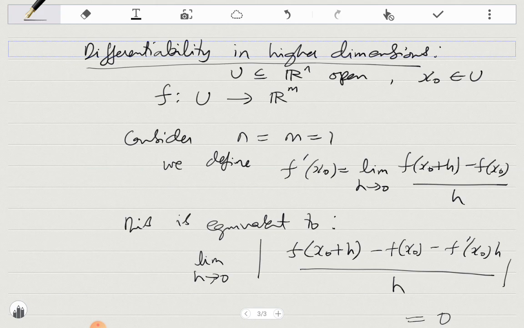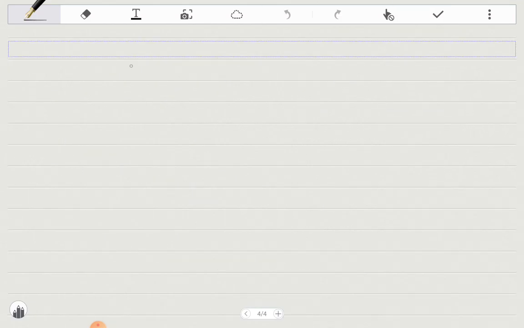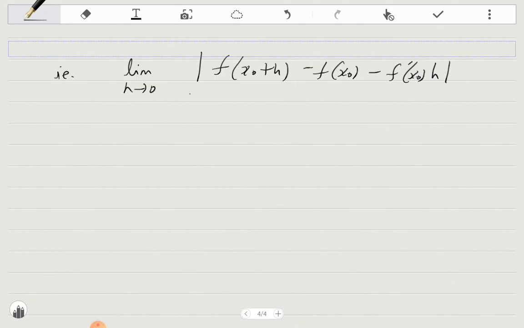Well, how does this help? Simply because I can write this as limit h going to 0 of the absolute value of f of x naught plus h minus f of x naught minus f prime x naught h, divided by h, equal to 0. Now we have something which can potentially work in higher dimensions, because what I'm dividing by now is the absolute value of h, which in higher dimensions I would replace by the norm, and similarly the numerator can be replaced by the norm in the target space, and the norm in the domain space.